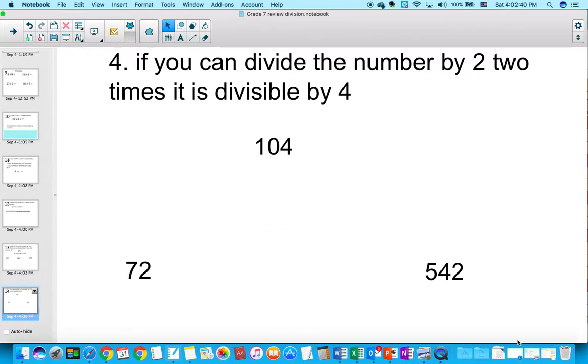72, same thing. 542, let's take a look at that. Well, if you have trouble dividing by 2, you can just go, well, what's half of 500? 250. What's half of 40? 20. So 250 plus 40 is 270. Okay, half of 2 is 1. 271. So 271 is when you divide 542 by 2 once. Can I divide it by 2 again? No, because it ends in 1. Again, the rule for divisibility is it has to end in 0, 2, 4, 6, 8. So because I can't divide it by 2 twice, it's not divisible by 4, but it is divisible by 2.